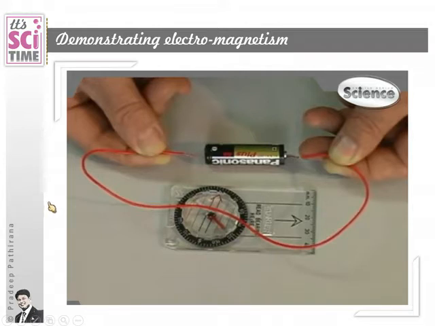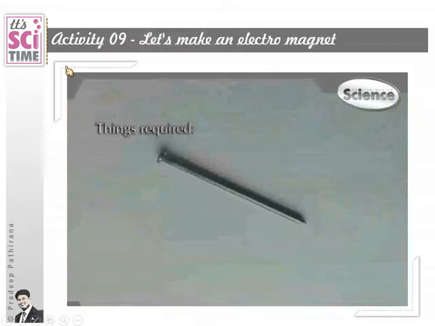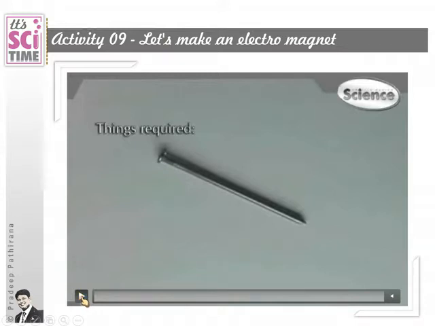And can we make a magnet using electric wire or a wire coil? The next part is activity number 9. You can see that in the tube. Let's make an electromagnet. To make an electromagnet we need several things. Let's see the things that we need to do this.